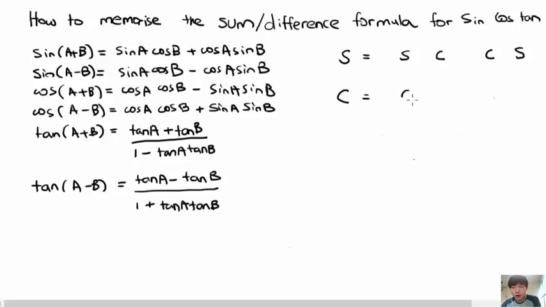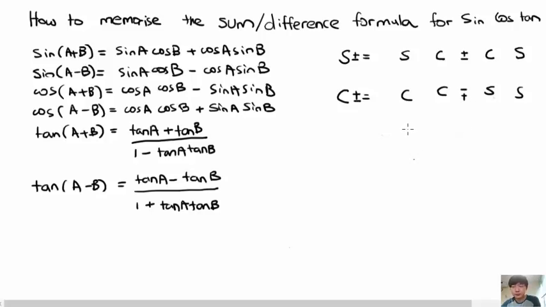Cos is cos, cos, sine, sine. Okay? So you have to repeat that after yourself at least 10 times. Cos is cos, cos, sine, sine. For sine, if it is plus, then it'll be plus. And if it is minus, it'll be minus. For cos, it's just the opposite. If it's plus, then it'll be minus. If it's minus, then it'll be plus.